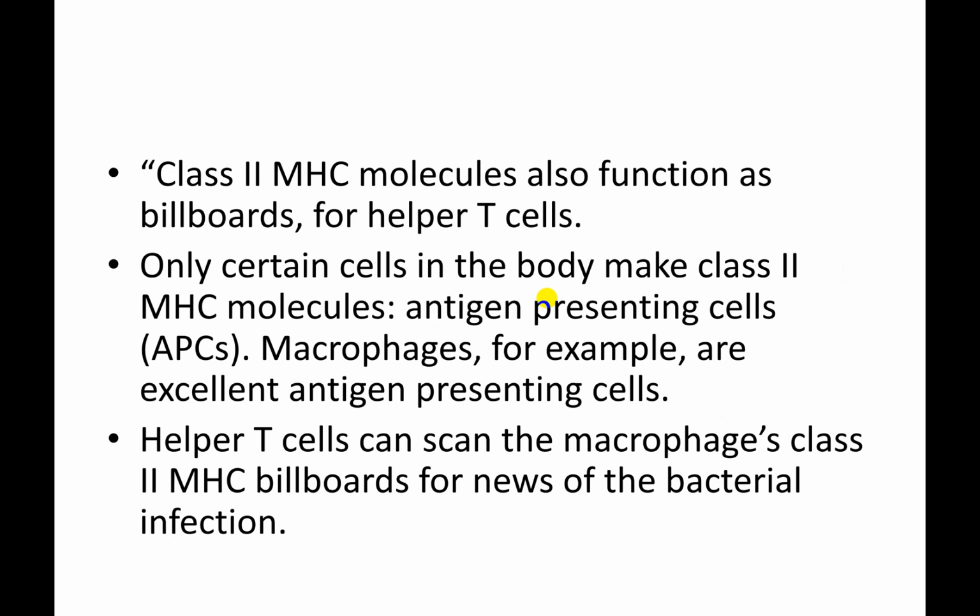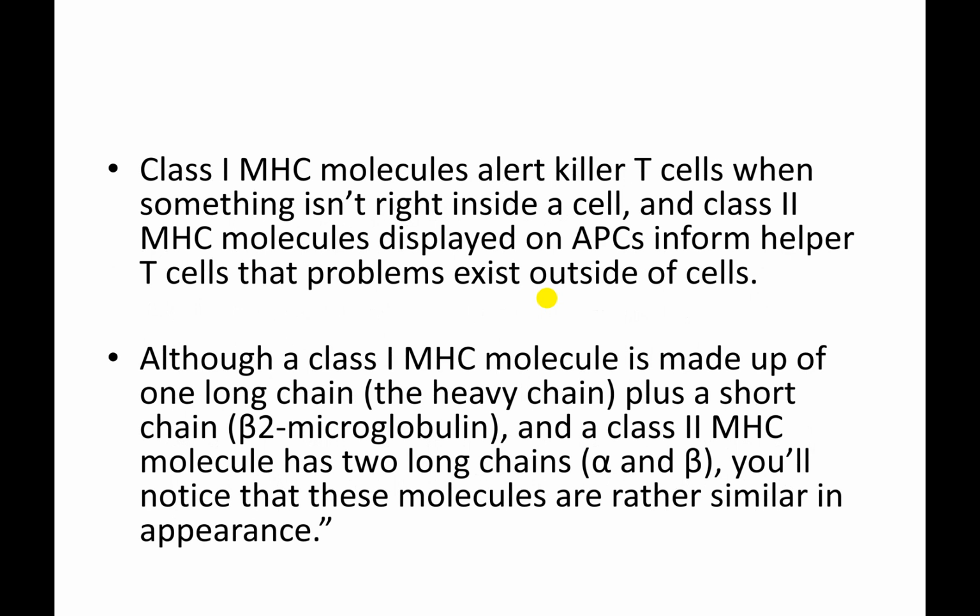Class 2 MHC molecules similarly function as a billboard like MHC class 1, but this time for helper T cells. Only certain cells in the body make class 2 MHC molecules: antigen presenting cells, APCs. Macrophages, for example, are excellent antigen presenting cells. Helper T cells can scan the macrophages' class 2 MHC billboards for news of the bacterial infection. Class 1 MHC molecules alert killer T cells when something isn't right inside the cell, and class 2 MHC molecules displayed on APCs inform helper T cells that problems exist outside of cells.